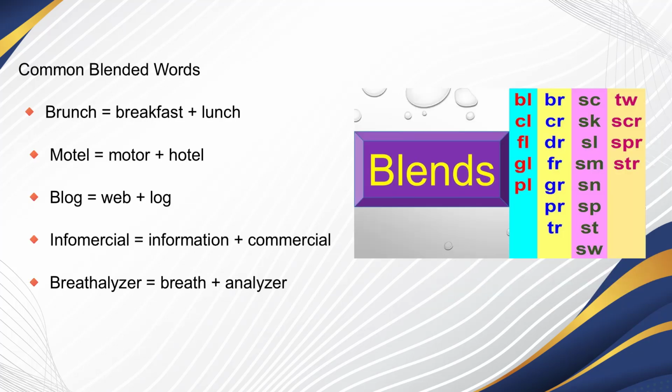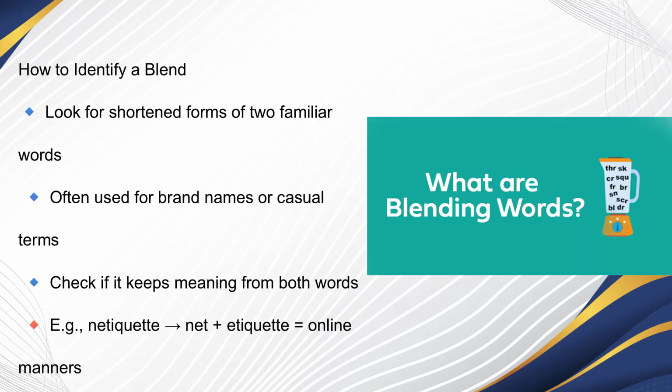Common blended words. Let's look at some common examples of blended words. Brunch combines breakfast and lunch. Motel comes from motor and hotel. Blog is formed from web and log. Infomercial is a mix of information and commercial. These words are widely used in modern communication.